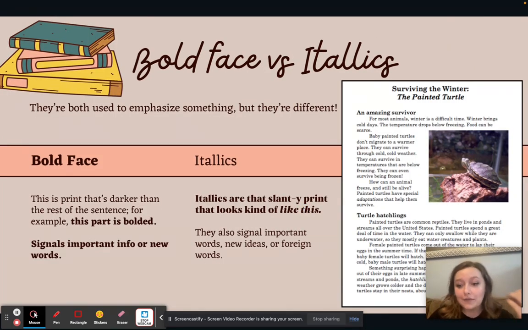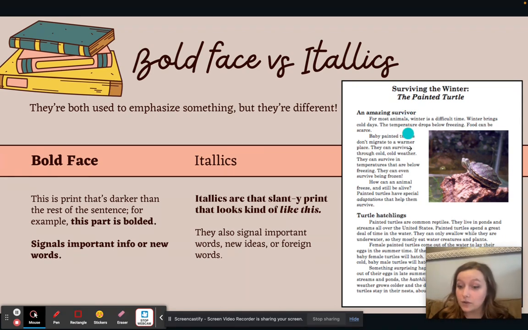Now, when we talk about boldface versus italics, you've probably heard bolded text before. But the official fancy term for it is boldface. Boldface is when the print is darker than the rest of the sentence. So right here, I have a bunch of boldface for you. And this is going to signal, just like italics will, that there's important information or that there are new words coming at you. Meanwhile, italics are that slanty print, and it looks kind of like this here. They're also going to signal your important words. They're going to signal new ideas, but they also can show you if the word is from a different language.